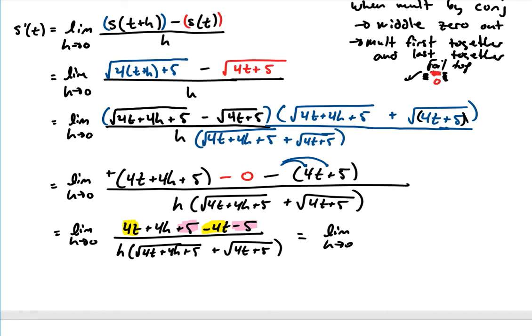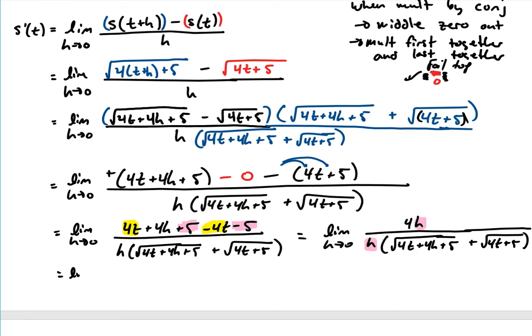So this becomes the limit as h goes to 0 of just 4h over h times the square root of 4t plus 4h plus 5 plus the square root of 4t plus 5. Okay, and this is looking good. So our main goal in these limit problems is to eventually cancel out these h's, which we did. So this h in the denominator should always cancel eventually.